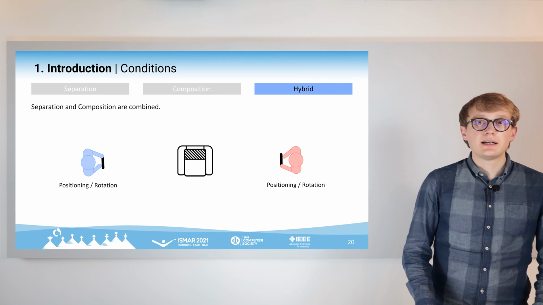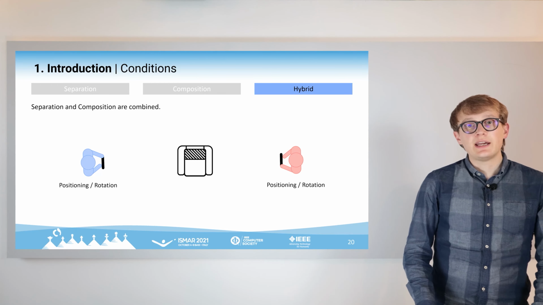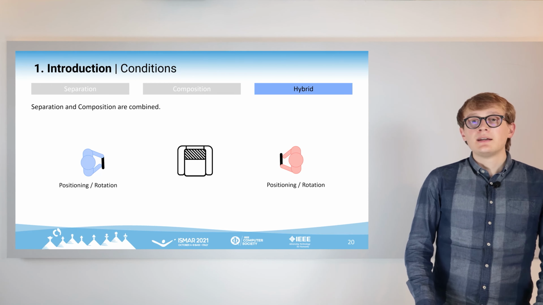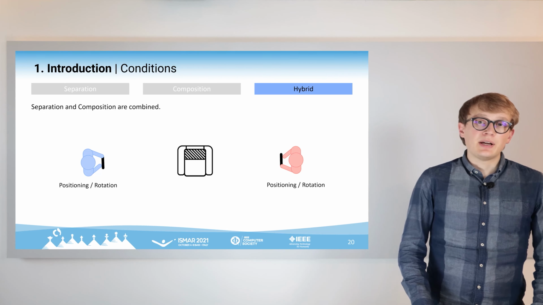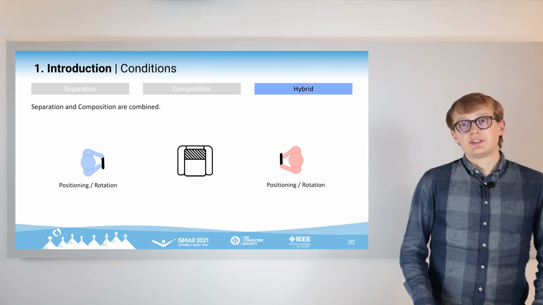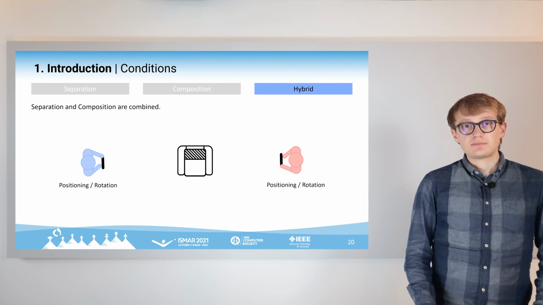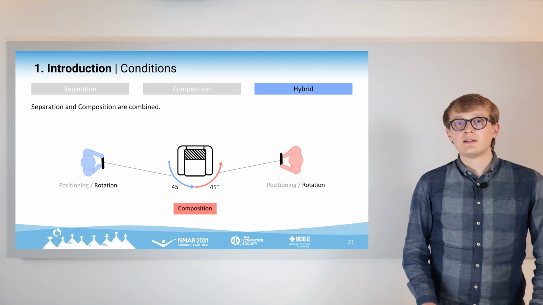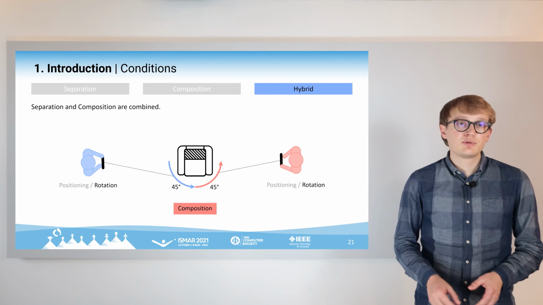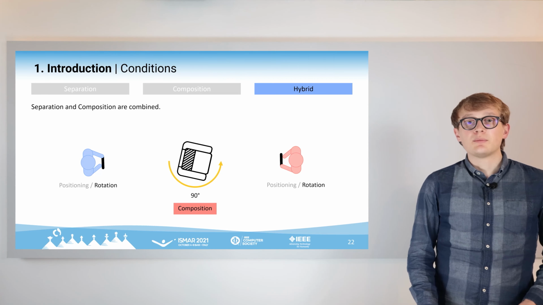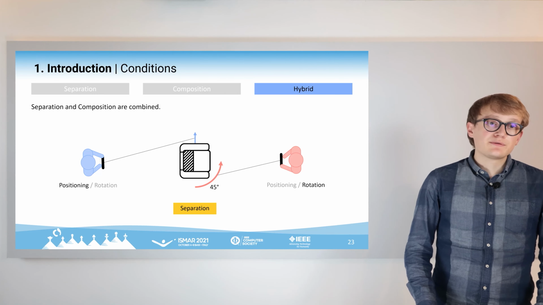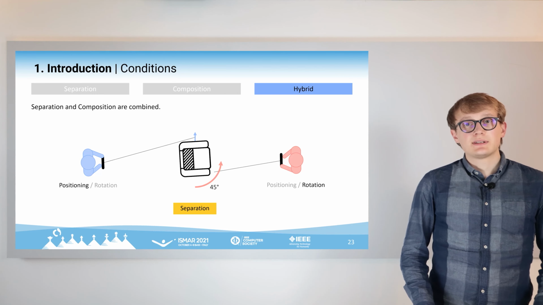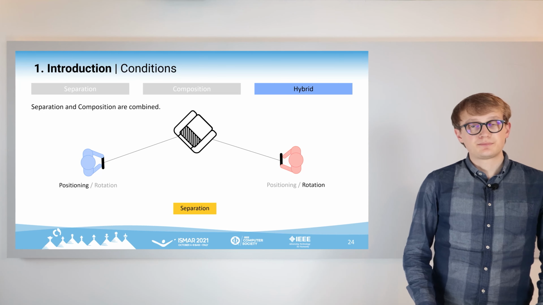Our third technique, hybrid, is basically the combination of the other 2 techniques. Here users can perform any manipulation task at any time, and depending on their input, the app switches between the other 2 approaches. If both perform the same manipulation task, composition is used. And if they perform different manipulation tasks, of course, then separation is used.